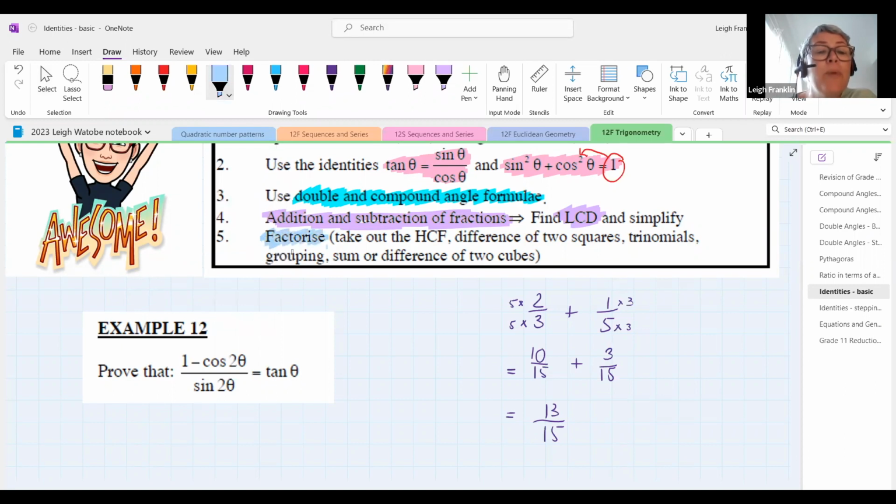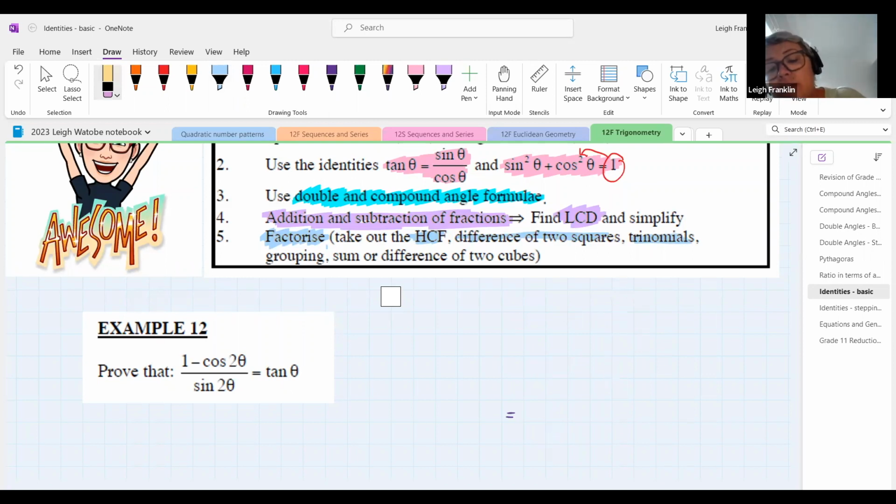And of course, we know by now that there are many different ways in which we can factorize expressions. Either we can take out a highest common factor, or in some cases, we can work with the difference of two squares, or we can factorize trinomials. Under some very unusual situations, we could see grouping or sum and difference of two cubes. But I must be honest with you, I've never seen sum or difference of two cubes in a trig expression. Not to say that it doesn't exist or it couldn't happen. I've just never come across a question with that in it.